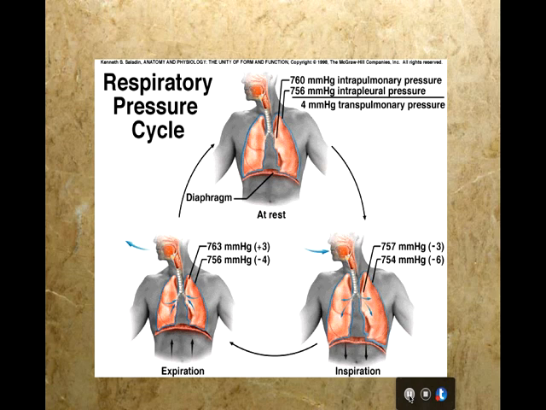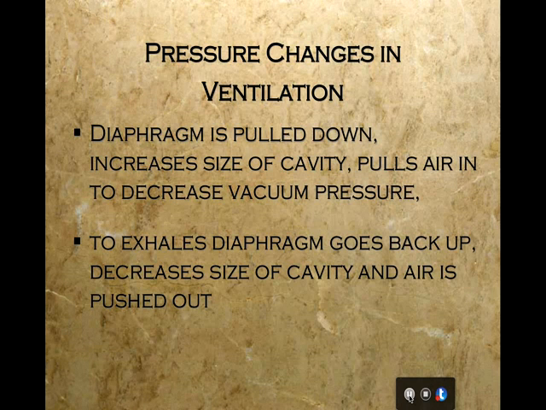This diagram shows the respiratory pressure cycle. As the size of the thoracic cavity increases, there is a drop in pressure to pull the air in, or inspire. As the thoracic cavity decreases in size, it will increase the pressure and cause expiration to occur. You may notice some of these numbers differ here from what you may find in your text. That is not unusual to find slightly different numbers in different textbooks.